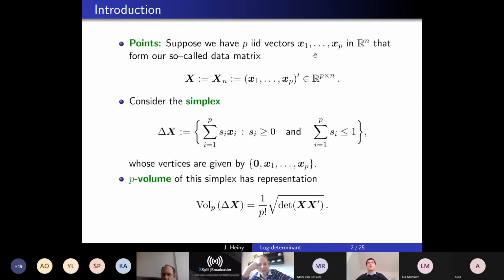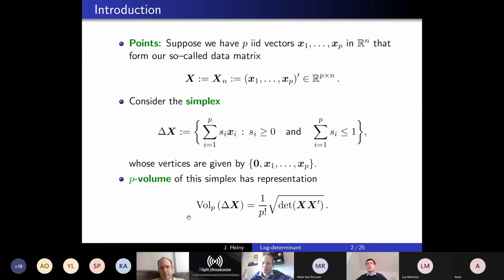Okay, so we have these IID vectors x1 to xp in Rn, and we arrange them as the rows of this data matrix. From those, we construct this simplex, where the vertices are the zero vector and those x1 to xp. This is a convex body in n-dimensional Euclidean space, but it is at most p-dimensional, so it makes sense to study the p-volume of this simplex.